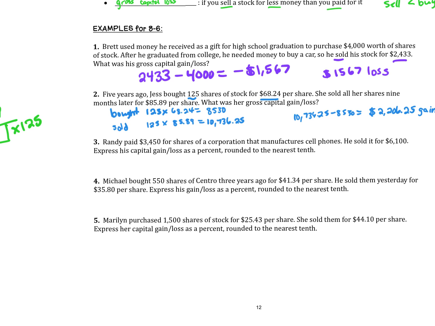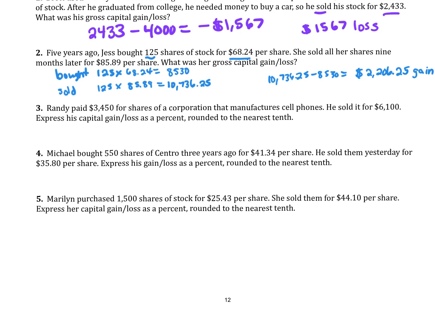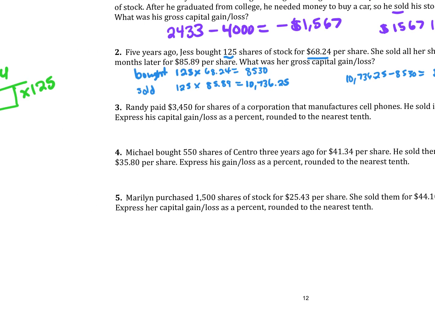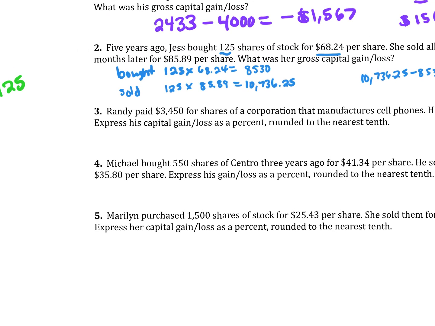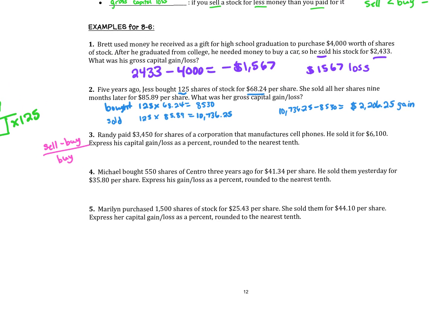Okay, let's look at a couple of these. I'm trying to think. Well, we may do all of them. Let's see. Randy paid $34.50 for shares of a corporation that manufactures cell phones, sold for this much, expresses capital gain or loss as a percent rounded to the nearest tenth. Okay, so remember, this was way back, but more or less the formula that we're going to use is the sell minus the buy over the buy. And that was in the formulas that we did, in terms of percent increase and decrease.